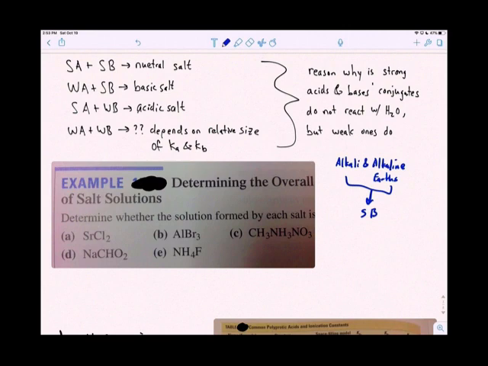And the strong bases are the alkali and alkaline earth metal hydroxides. And then a weak acid plus a strong base makes a basic salt. A strong acid plus a weak base forms an acidic salt. And if there's a weak acid and weak base, it depends on the relative size of Ka and Kb. You cannot determine that just off the fly. You have to look and see which one is which.